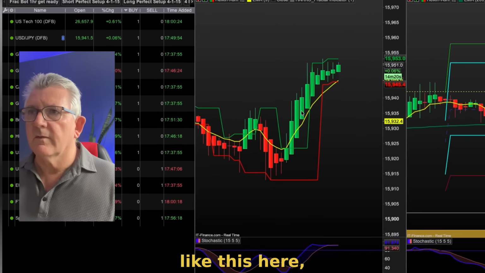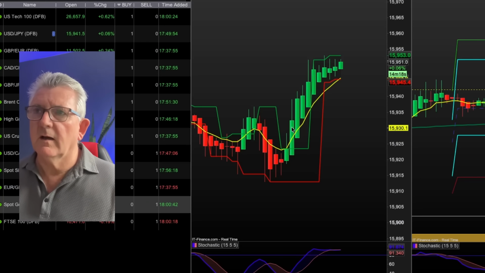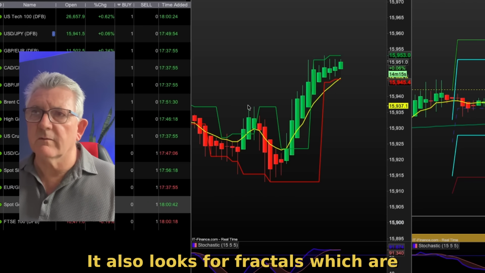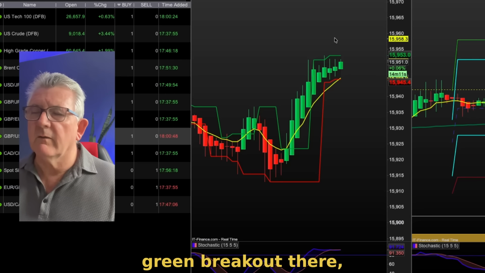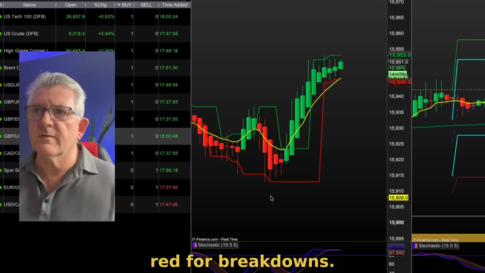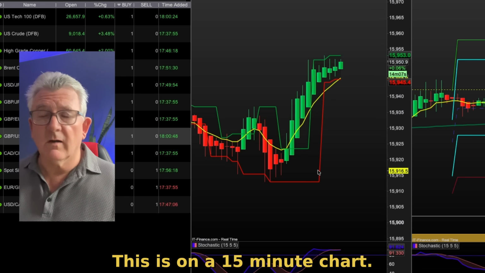Like so, like this here, a 15-minute bar here. I'd also look for fractals. These are the green breakout longs, green breakout there, and red for breakdowns. This is on a 15-minute chart.